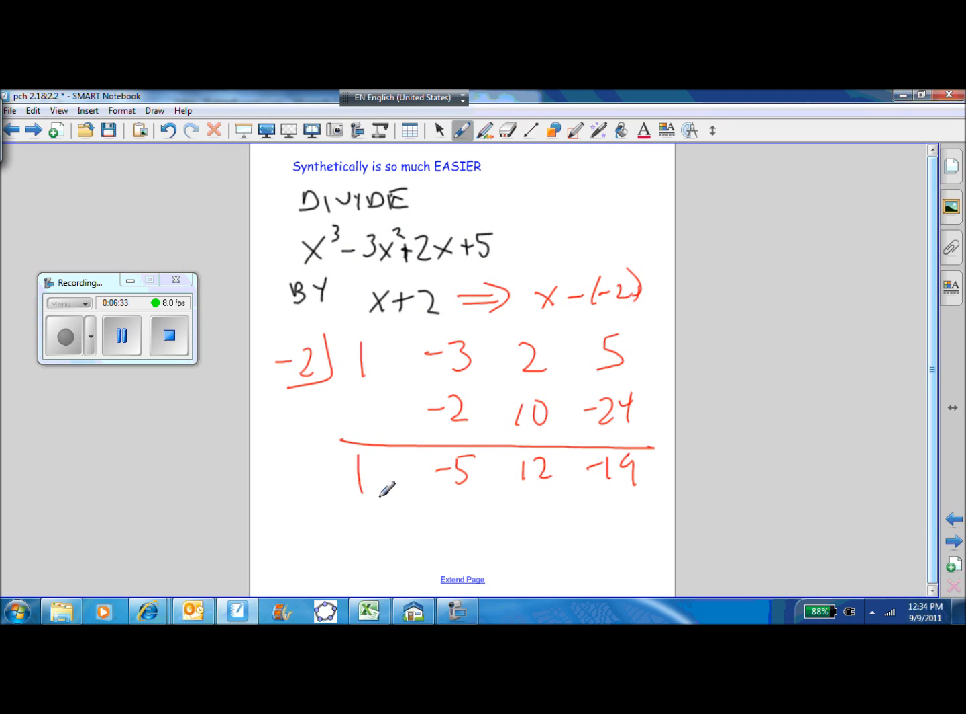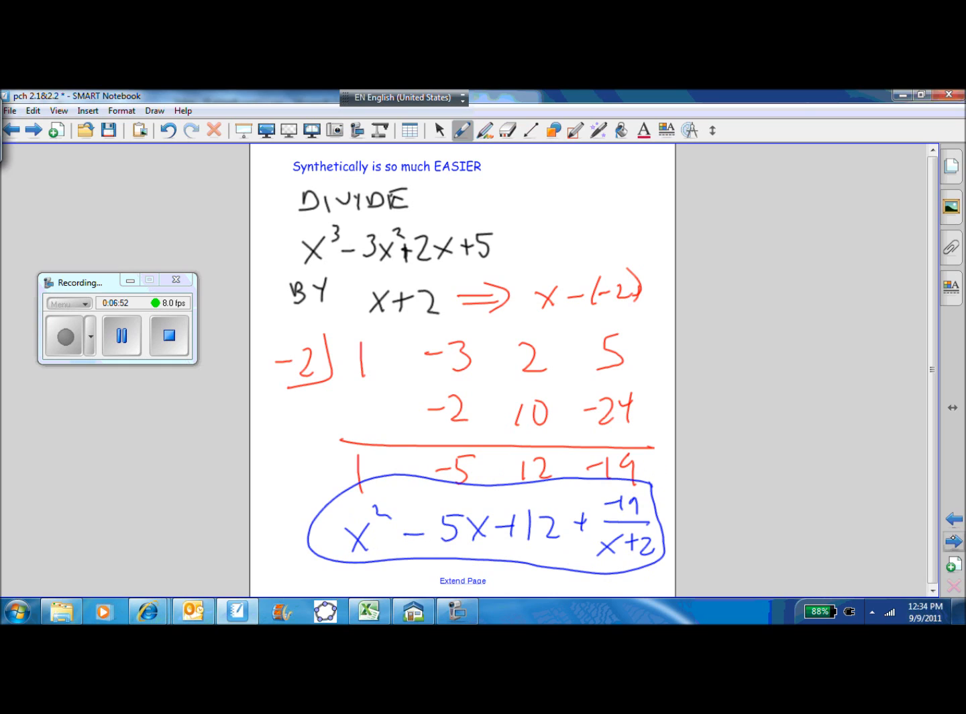Notice that's the same thing we had here. You have to untranslate this. This used to mean 1x cubed, but now that you've divided out an x, it only means 1x squared. So x squared minus 5x plus 12, and then the remainder is put over the original divisor, x plus 2. See how much easier synthetic division is.